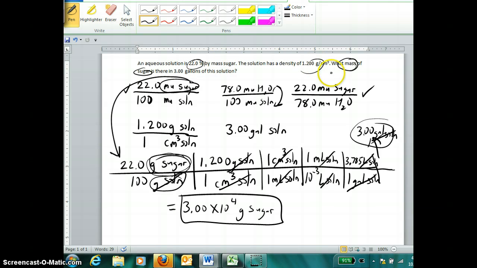Had the problem been worded instead, what mass in pounds of sugar is there in 3 gallons of the solution, I would have had a few more steps, because I would have had to convert these grams of sugar remaining through to kilograms and eventually pounds, and record that as the answer.